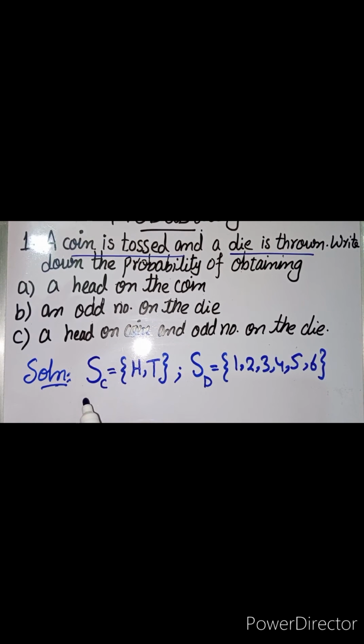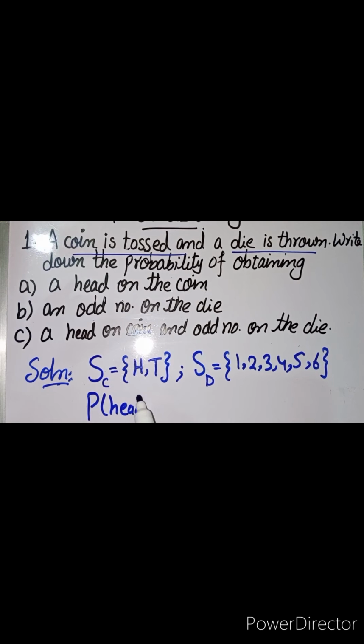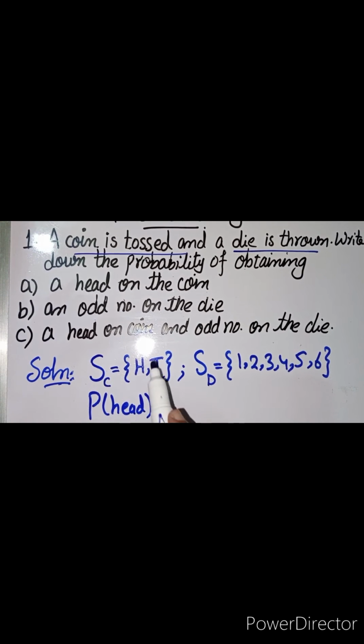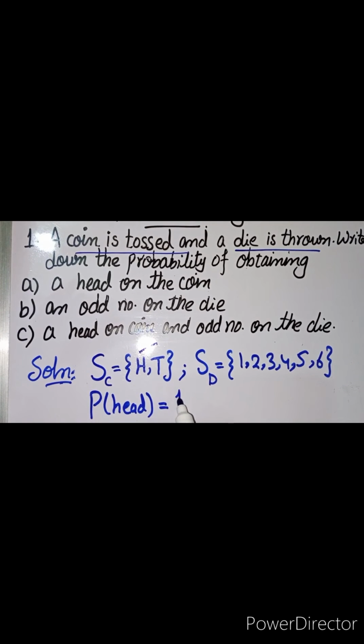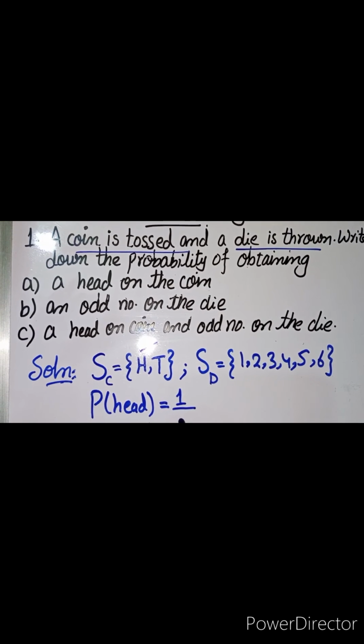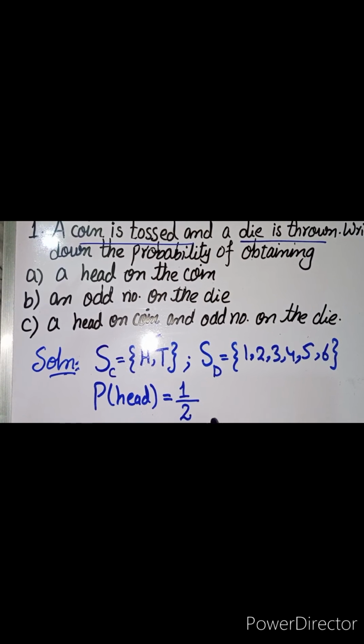Come to question number 1, probability of head. First of all, check the number of heads appeared in total sample space. That is only one. Then you are supposed to put the total number of outcomes that are 1 and 2. So the probability of head is 1 by 2.